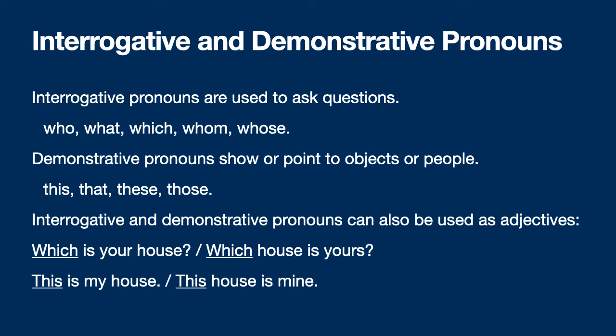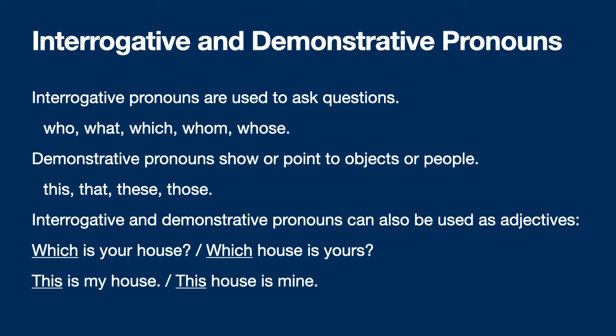Now, one thing that we should keep in mind is that the same words, the same pronouns, who, what, which, whom, whose, which are interrogative in nature, and this, that, these, those, which are demonstrative in nature, can be used both as pronouns and as adjectives. So let's look at these sentences. Which is your house and which house is yours? Another pair of sentences is this is my house, this house is mine.